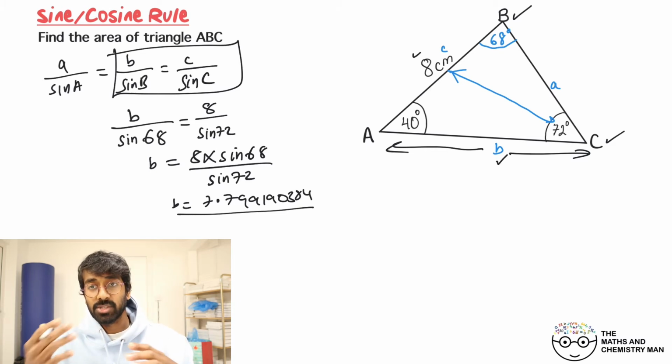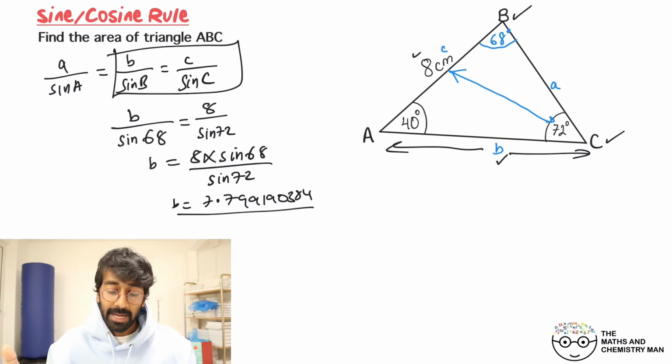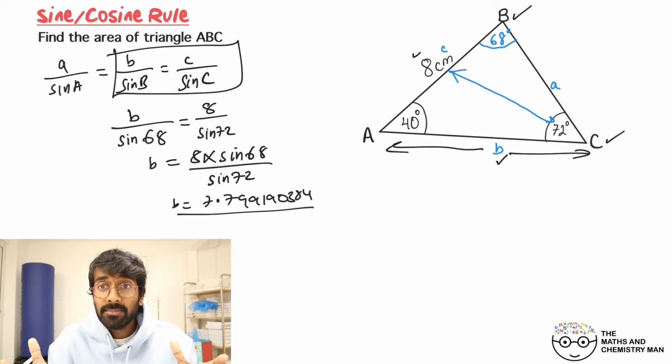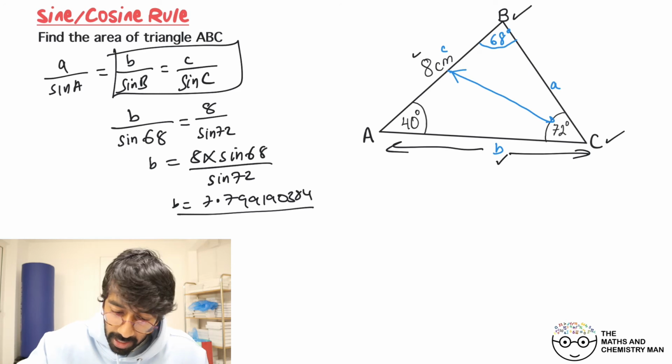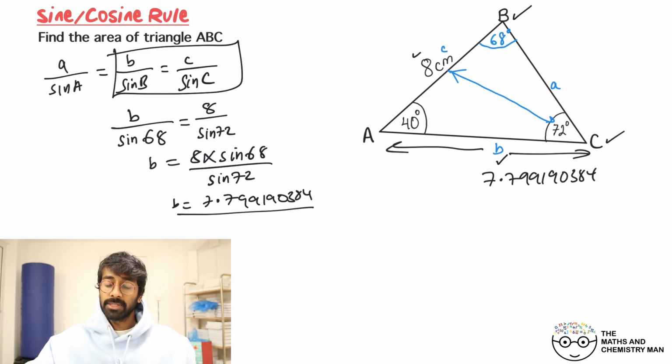You want to put in as many as you can to avoid any issues with rounding, right? Because if you round too early, your answer will come out wrong in the end, maybe by one or two tenths or something like that. And that would be a shame, to do all this work and then not get the answer at the end. So let's fill that in. 7.799190384. Boom, done. So that's filled in.